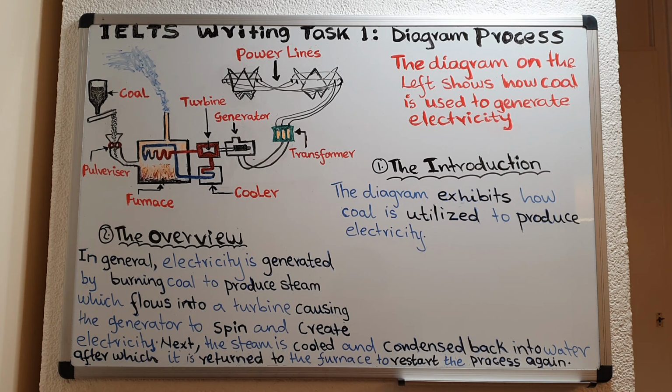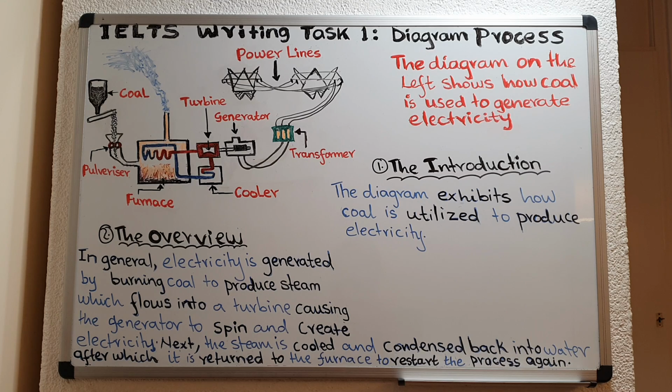Now, you begin writing the overview by using the words in general, or you can use the words overall, or you can use the word generally. So you have three words that you could use there. Don't forget your comma after that. In my case, I've decided to use in general, comma.